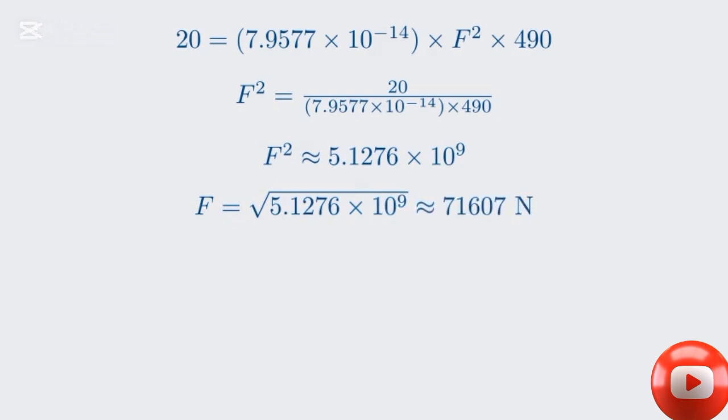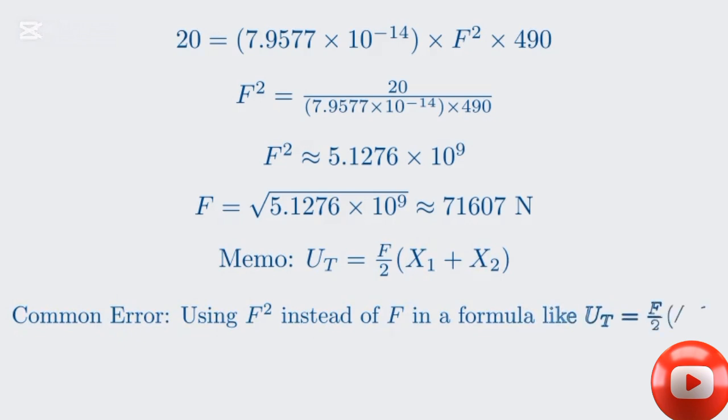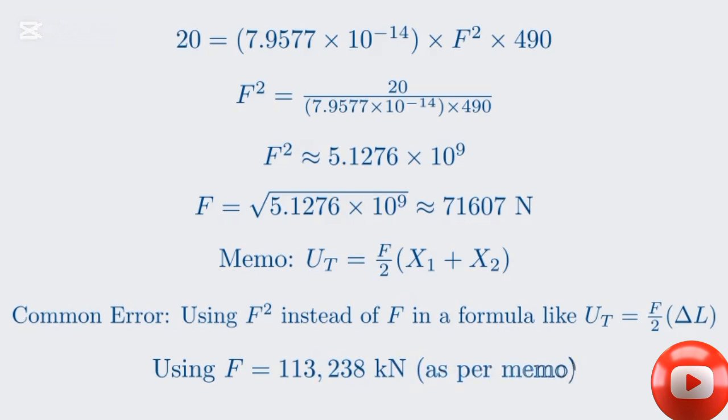The provided solution gives F equals 113,238 kilonewtons. This is a significant difference. Let's trace back to understand why. The formula used in the provided memo, UT equals F over 2 times the quantity x1 plus x2, is a variant of our formula. A common mistake with this formula is to use F squared in the numerator instead of F. This leads to the answer F equals 113,238 kilonewtons. This implies the solution used a formula more akin to UT equals F squared over 2 times A, which is incorrect. For this video, we will continue with the answer from the memo for consistency, but it's important to understand this discrepancy in the application of the strain energy formula. So we will proceed using F equals 113,238 kilonewtons.